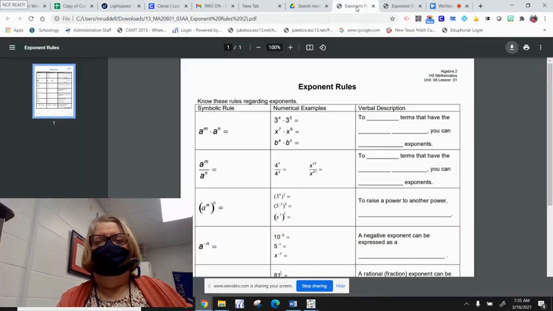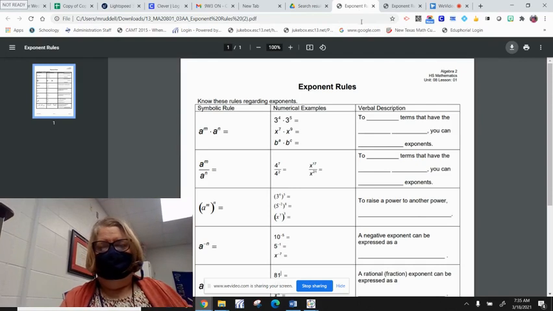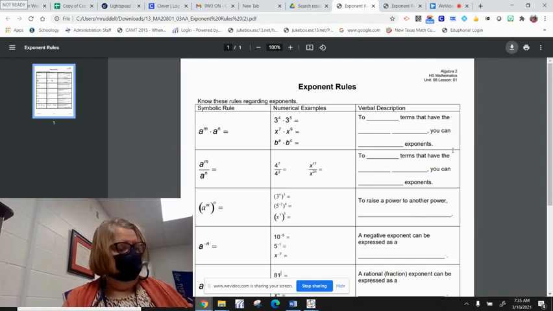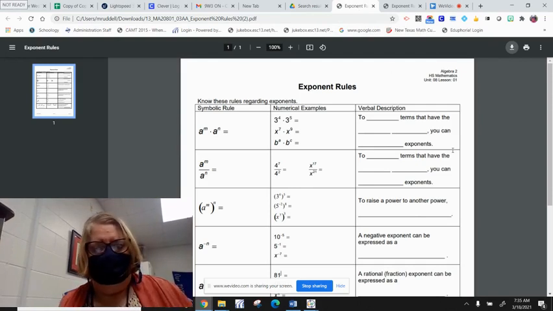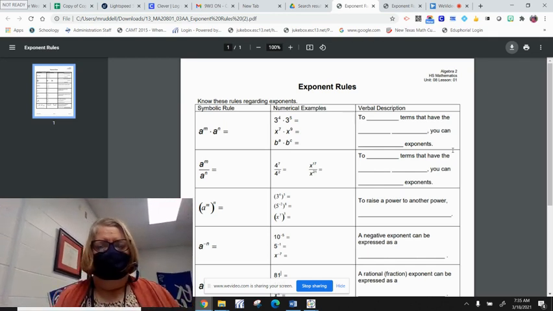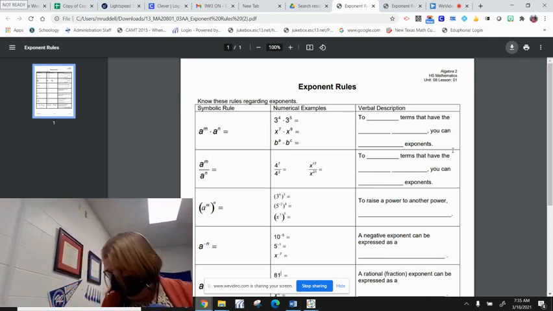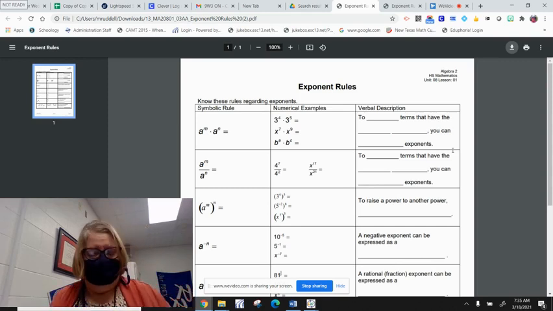Today we're going to continue our TSI, SAT, ACT review. We're going to look at exponent rules. That may have been a while since you've seen these, so we're going to do a little review and a practice. So here is a little summary we'll go over of the exponent rules.